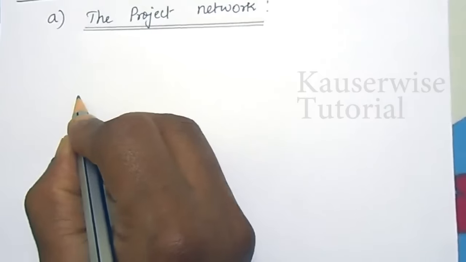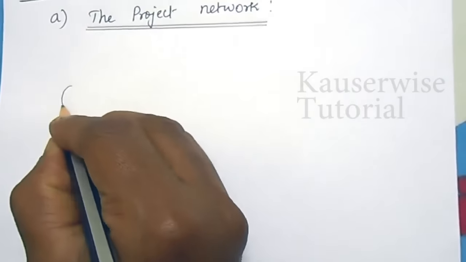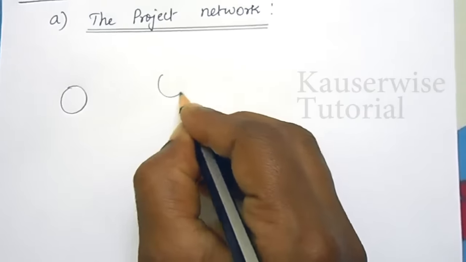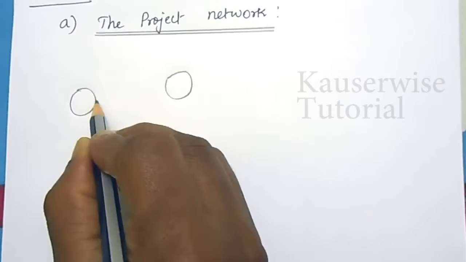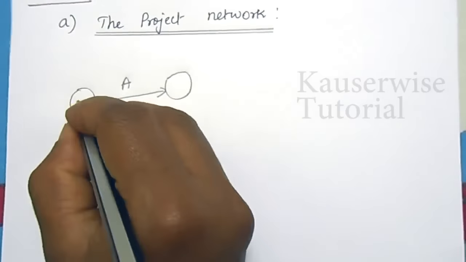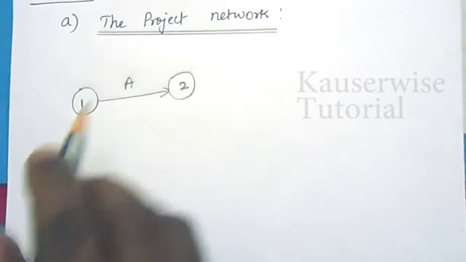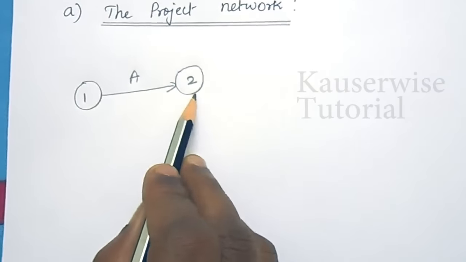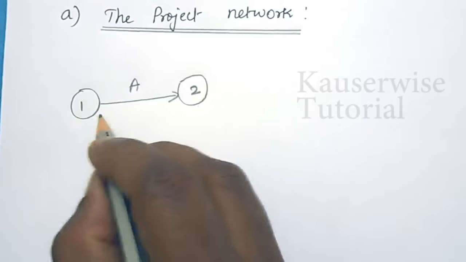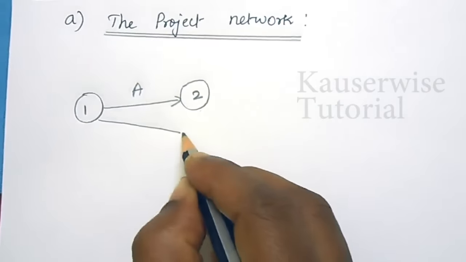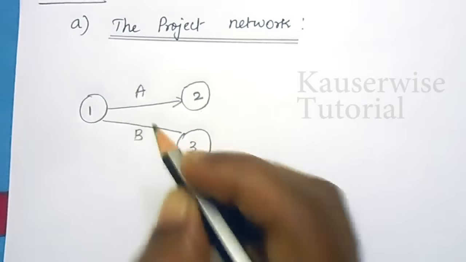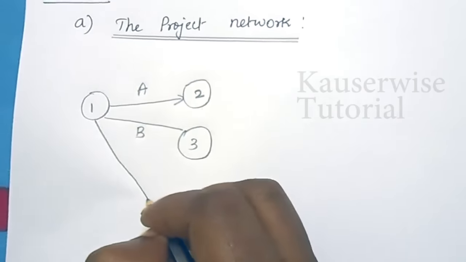For each and every activity, we need to have two nodes. The first one is the starting node and the other one is the ending node. This one is the starting node and this one is the ending node. For activity A, we need two nodes, a starting node and an ending node. At the same time, for activity B also, this is the starting node and here it ends. Likewise, activity C.